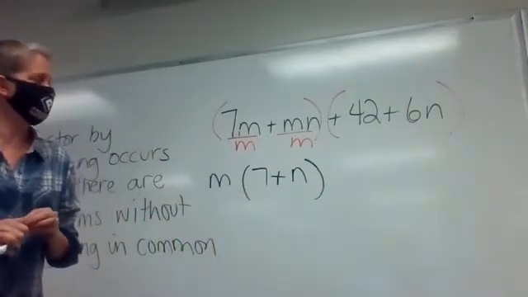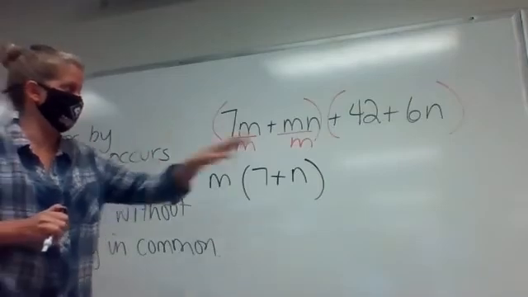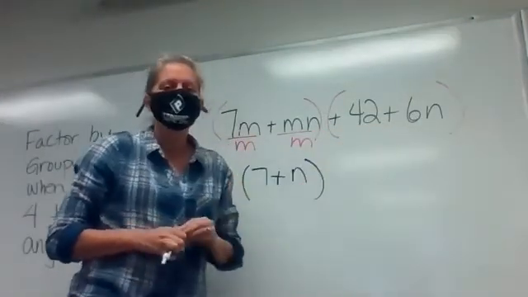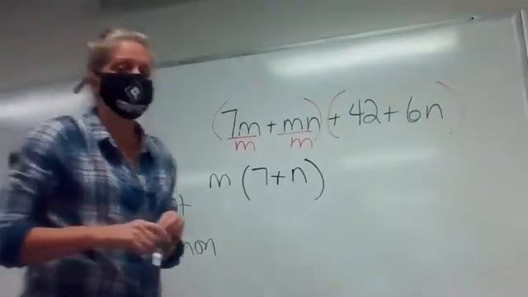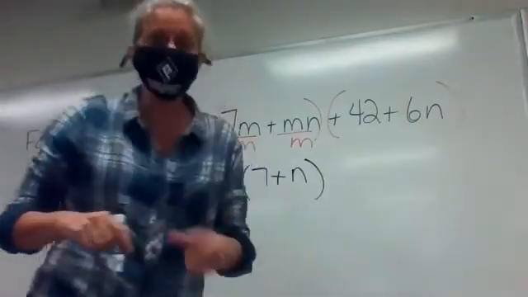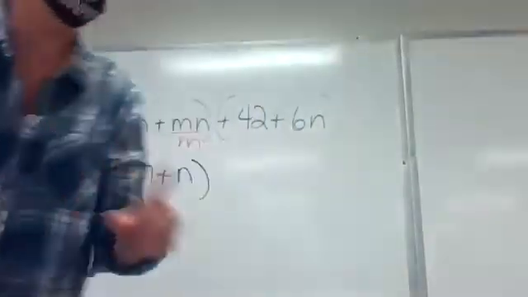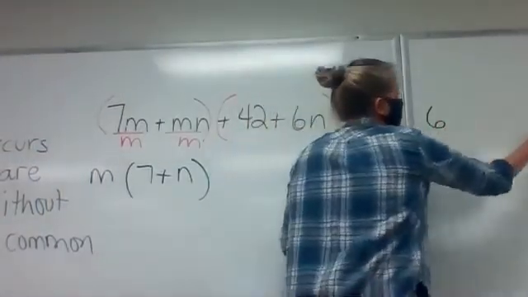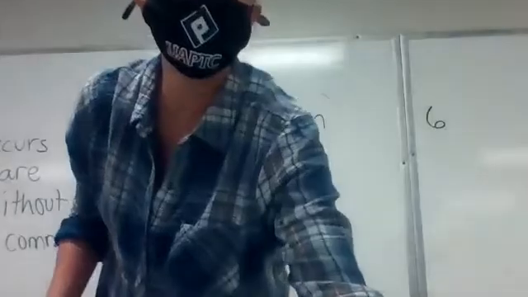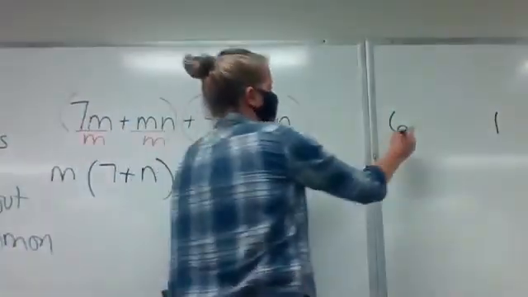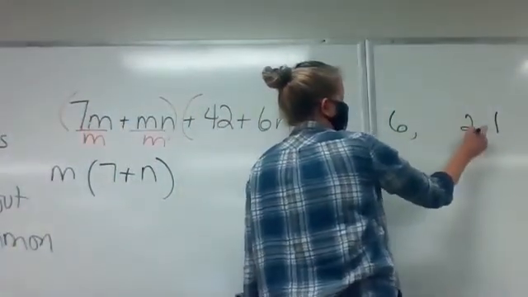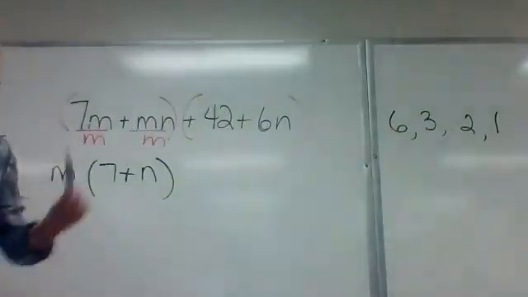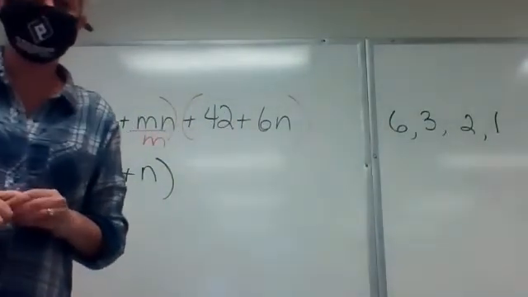Looking at the second group, they don't have any letters in common, right? This first one doesn't have any letters, but what's the biggest number that goes into 42 and 6? So remember our little trick. Whatever your smallest number is, write out the ways to multiply to get it. So 6 times 1 gives you 6. What is the other way? Let's see, 2 times 3. So those are all the factors of 6.